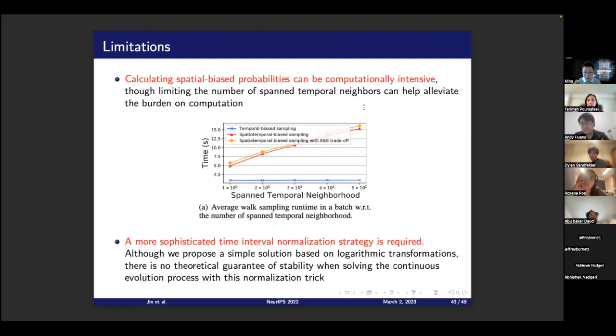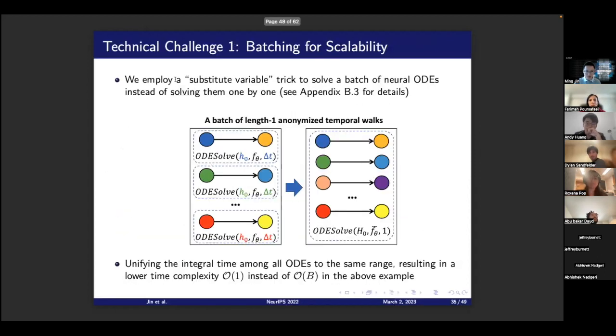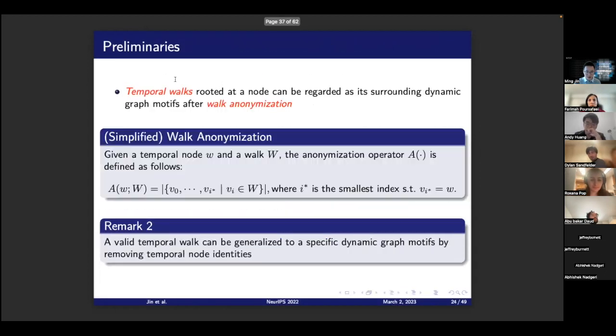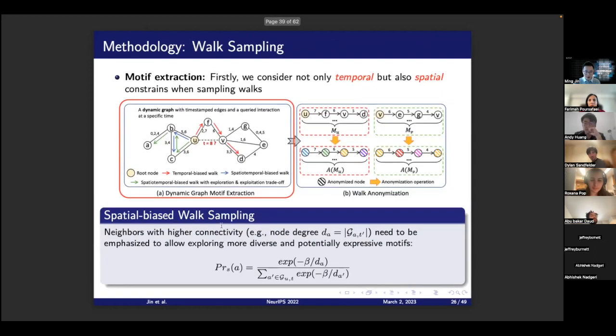It actually comes from the right line here. That's when we introduce the spatial biased sampling. Why? Because if I go back to this slide, a little bit to the beginning, when we're using this kind of sampling strategy, for each temporal node I have to calculate the node degree. But how can I do that?